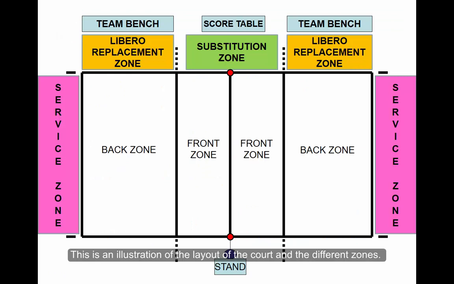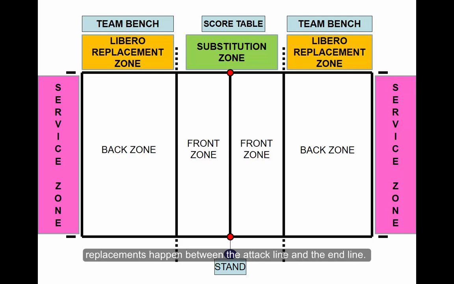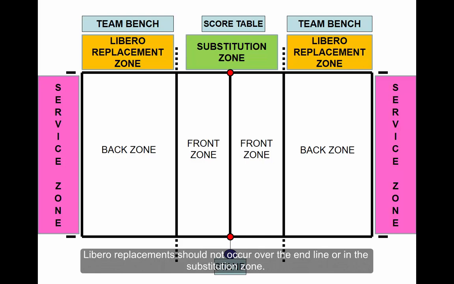This is an illustration of the layout of the court and the different zones. While substitutions happen within the substitution zone, between the net and the attack line, replacements happen between the attack line and the end line. Libero replacements should not occur over the end line or in the substitution zone. Libero replacements must also occur during a dead ball before the whistle for service.